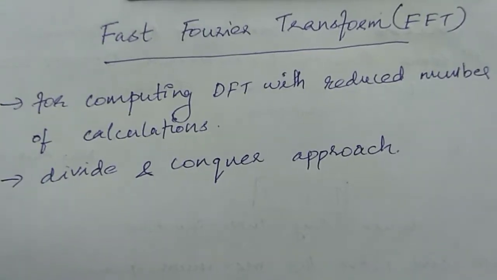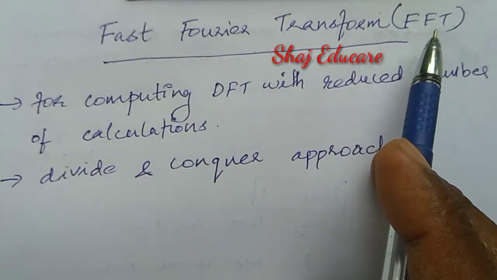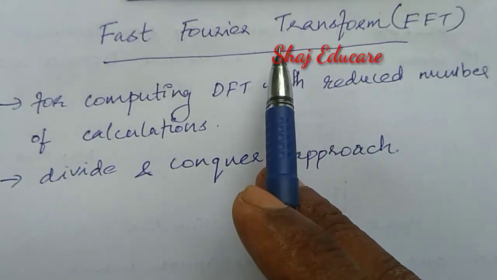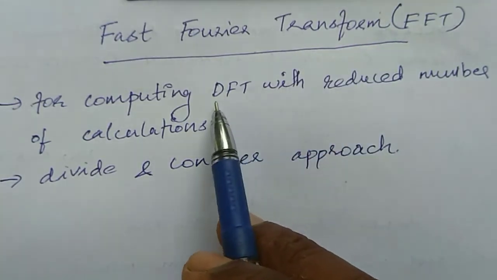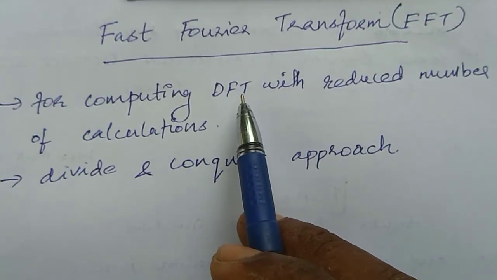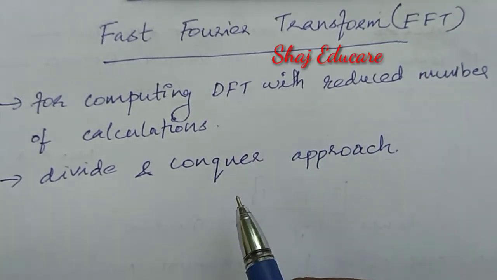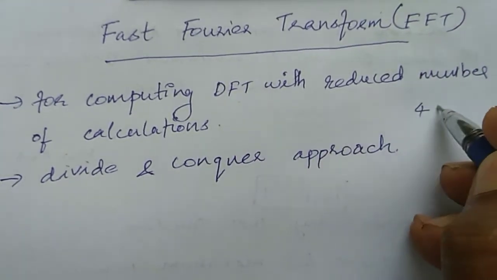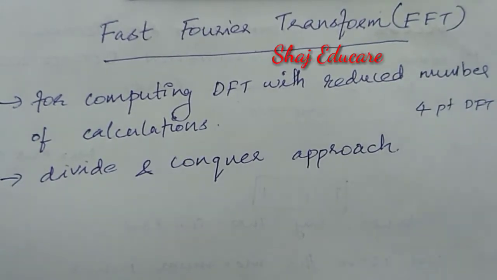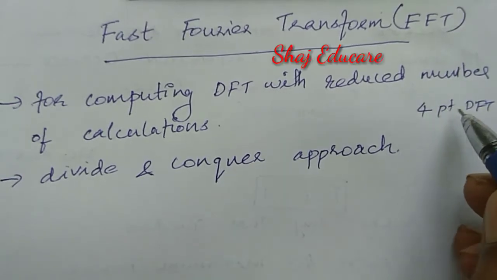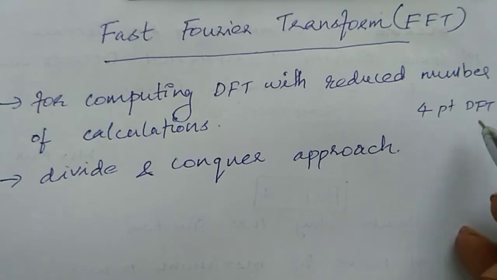Hello, next we are going to discuss fast Fourier transform, or FFT. It is an efficient method to find the discrete Fourier transform with the minimum number of calculations. That means, suppose we have to find a 4-point DFT, then it will be very easy to find the 4-point DFT by using the corresponding equation for the DFT method.